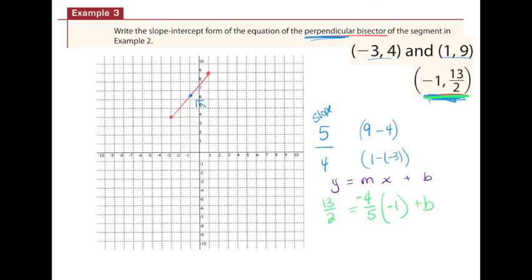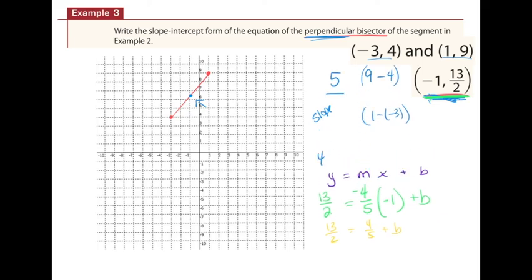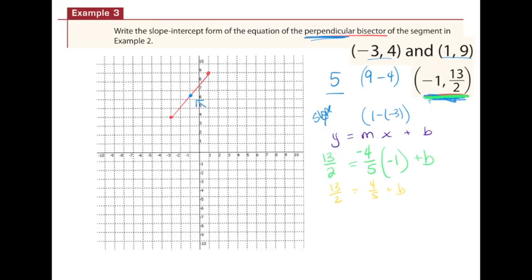-4/5 times -1 just gives me a positive 4/5. 4/5 plus b equals 13/2, right? I'm going to run out of room, so we'll scoot all this up. All right. Subtract my 4/5. What do I need when I'm subtracting fractions? Common denominator. What is my common denominator between 5 and 2? 10. So I need to multiply this by 5, and I need to multiply this by 2, right?